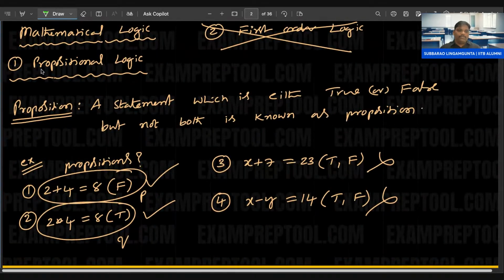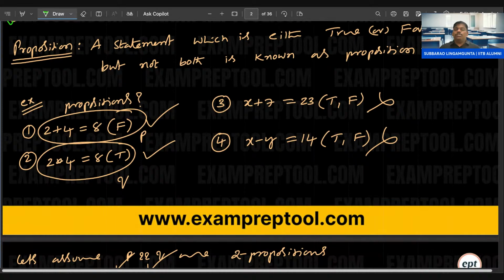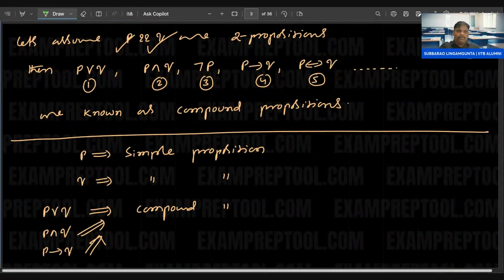Logic contains two parts: propositional logic and first order logic. We are discussing propositional logic now. So what is a proposition? I already explained: a statement which is either true or false but not both is known as a proposition. I gave some examples yesterday also.